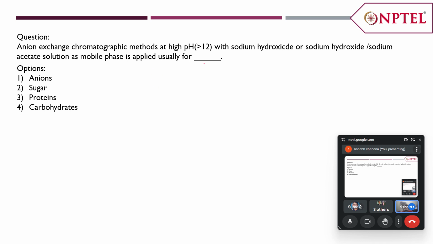Here we have specifically mentioned that pH would be greater than 12. Okay. So if we are separating anions using an anion exchange chromatography, then pH would not matter much. In case of proteins, it would matter, but in case of other biomolecules, in case of other ions, it would not matter. So here, anions is not the answer. The correct answer is carbohydrates.